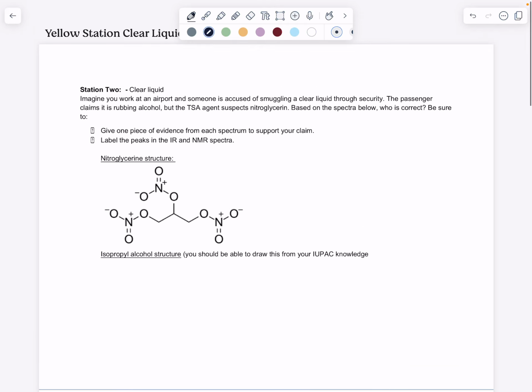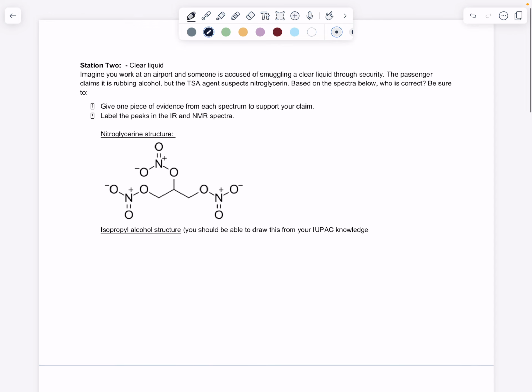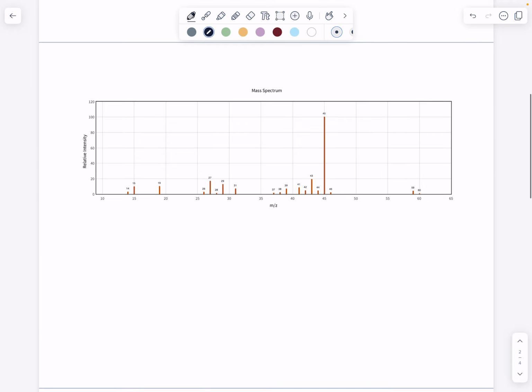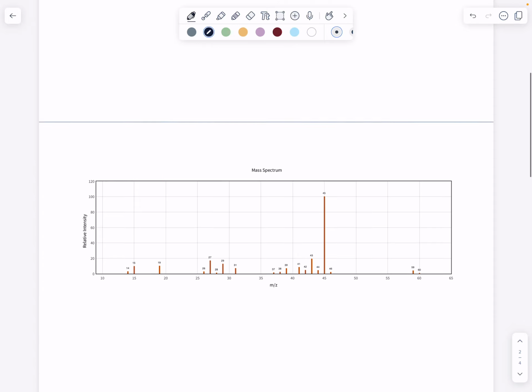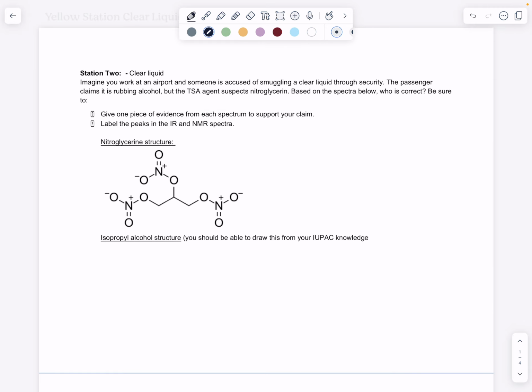This is the green packet. It says yellow, but we ran out of yellow paper. The green packet from Recitation on Thursday. We're going to be using mass spec, IR, and NMR to determine which of these molecules this thing might be. So set the scene.